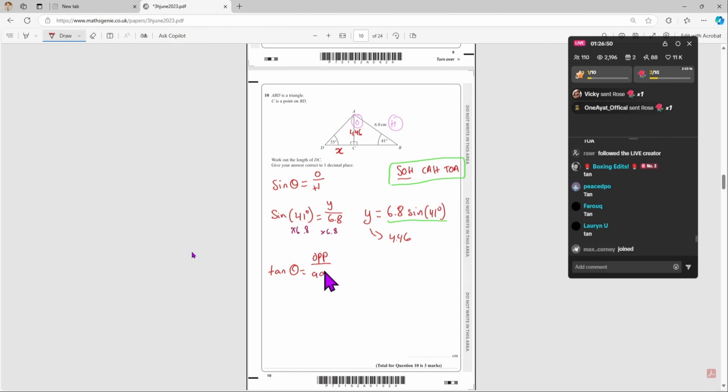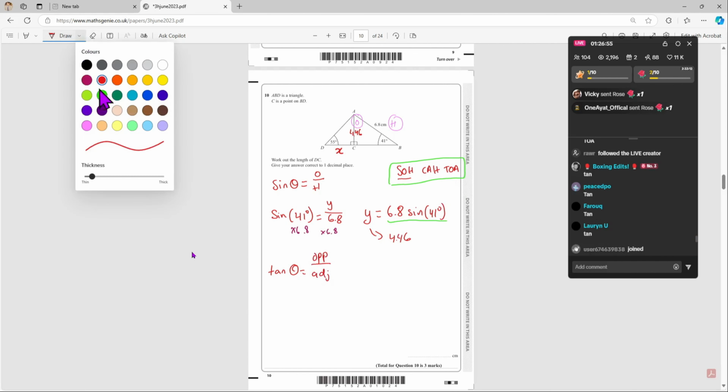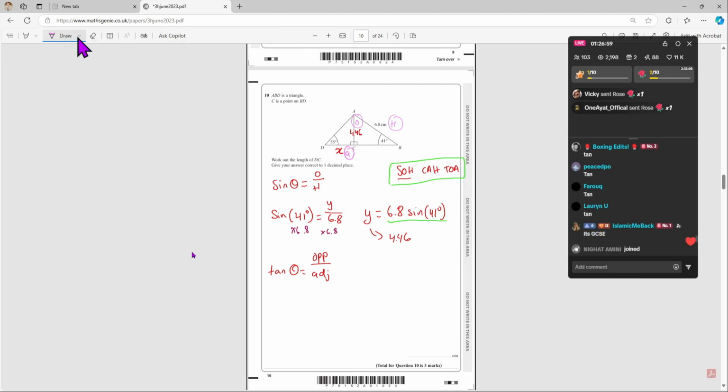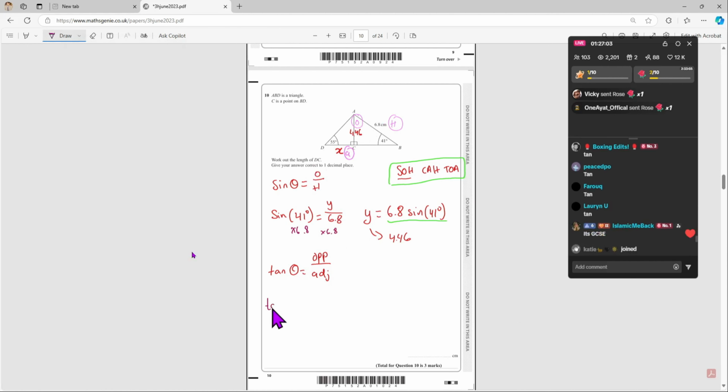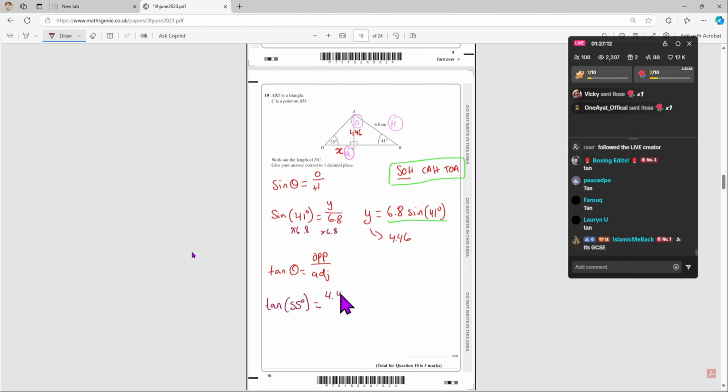The formula for tan is tan theta, which is our angle, is equal to opposite divided by our adjacent. So then let's quickly label our sides. So we know that this is our opposite side and this is our adjacent. So then you substitute our values in. So we have tan 55 degrees is equal to our opposite side, which is 4.46 divided by x.